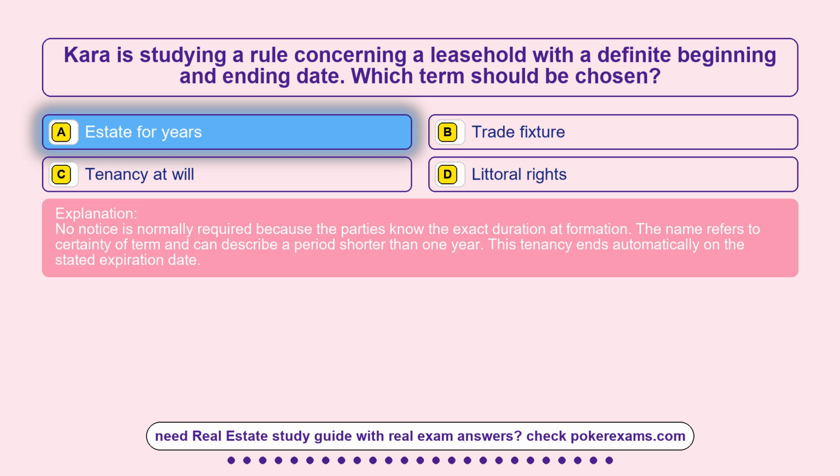No notice is normally required because the parties know the exact duration at formation. The name refers to certainty of term and can describe a period shorter than 1 year. This tenancy ends automatically on the stated expiration date.